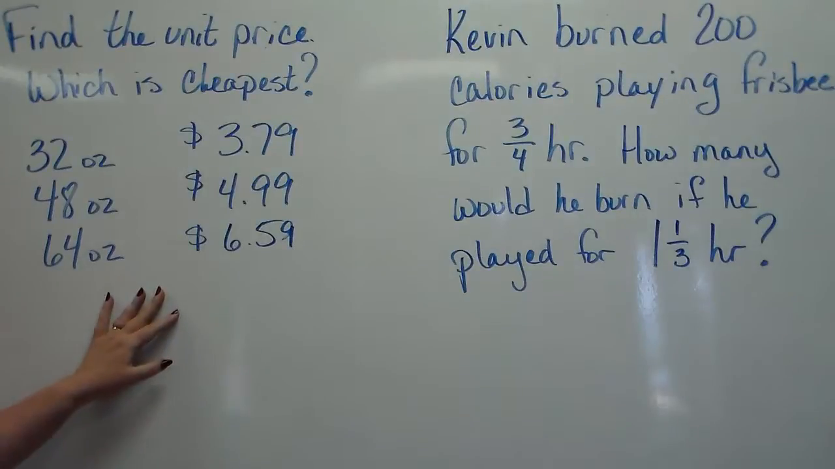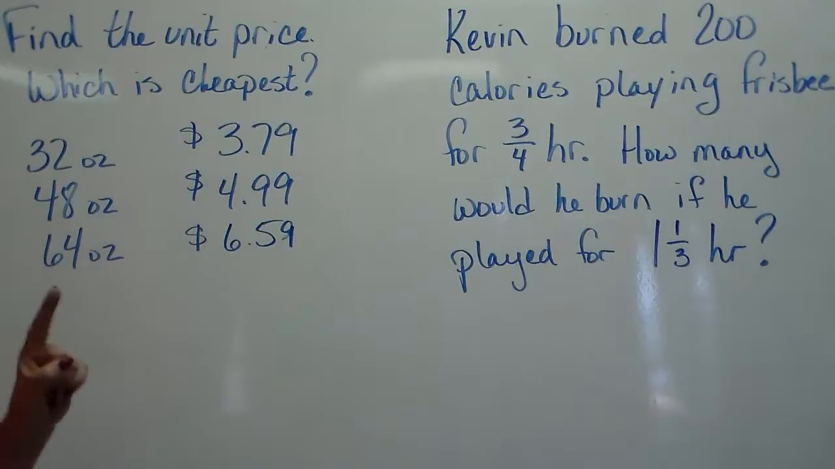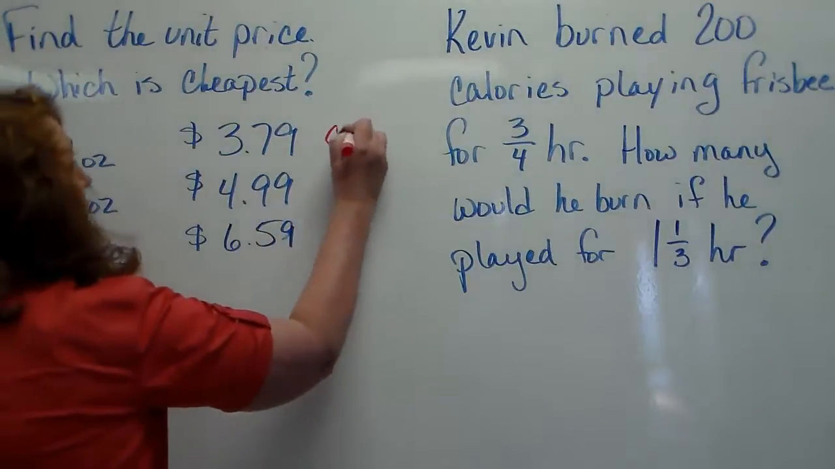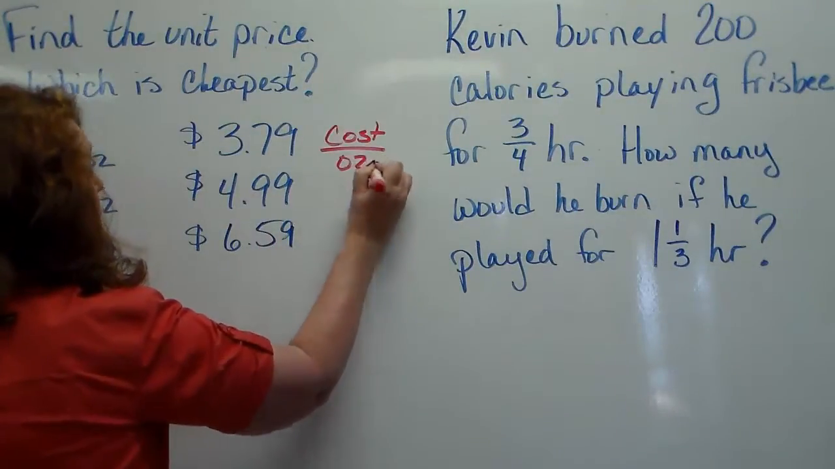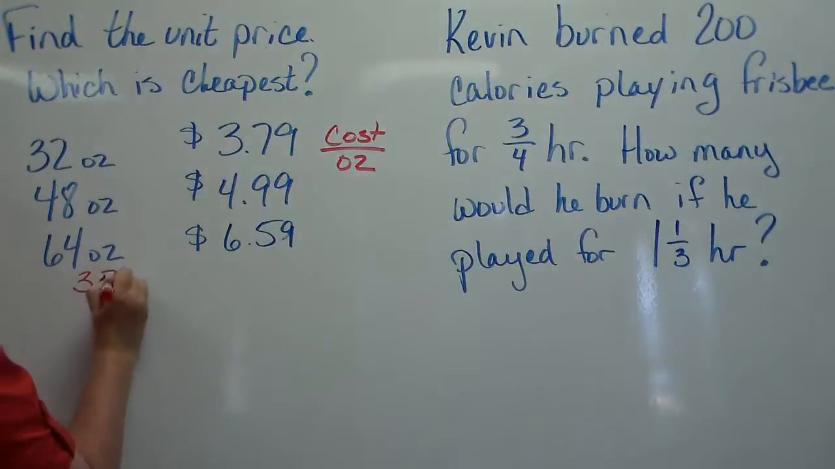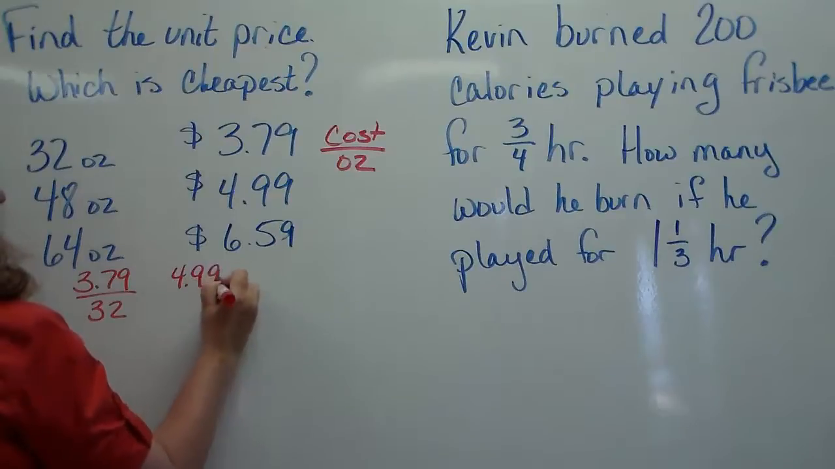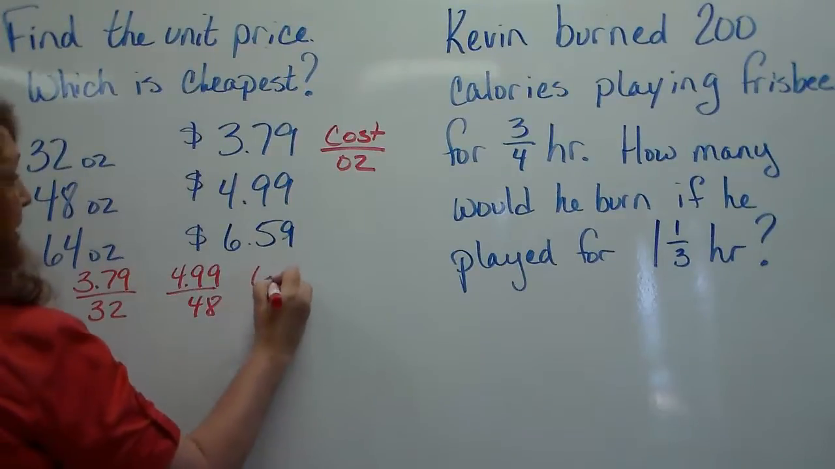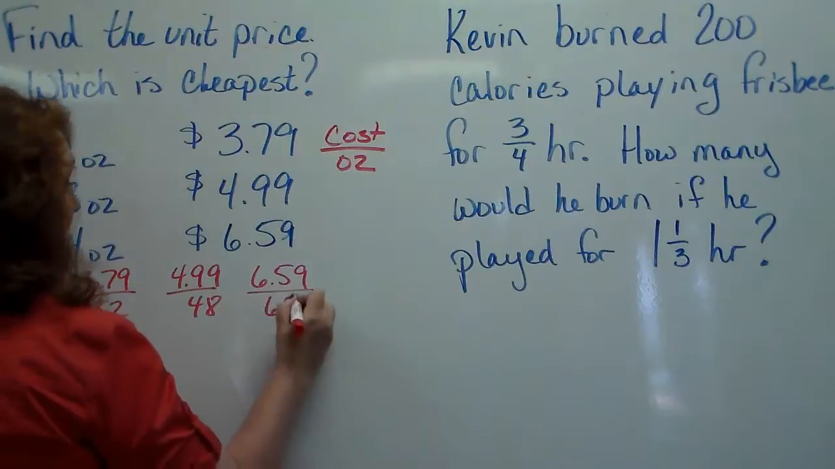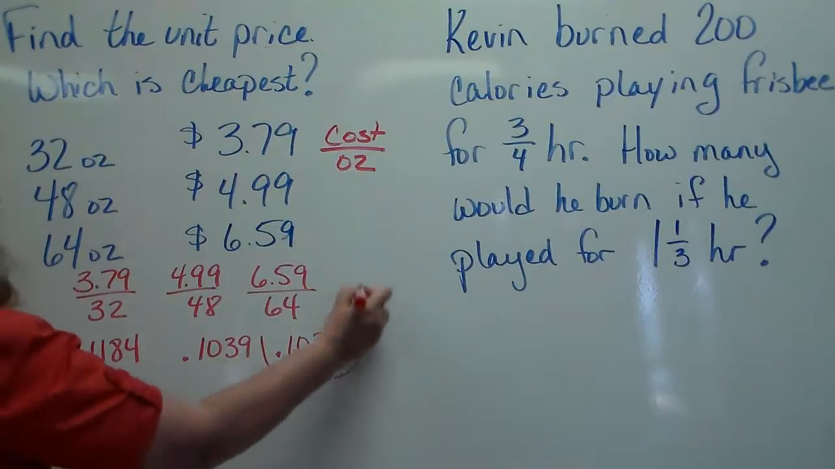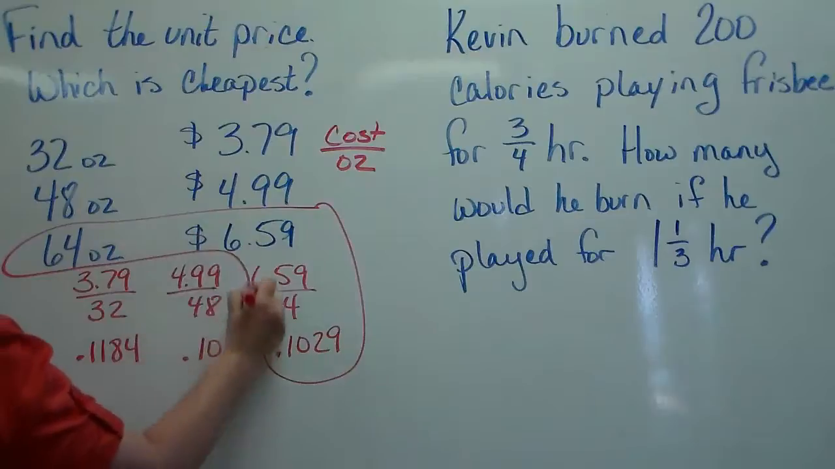Which is the cheapest? Well, we're going to start by finding cost per ounce. How much does 1 ounce cost? And this is the biggest mistake people make, is they don't know which of these numbers goes on top. I want cost per ounce. So we're going to do 379 divided by 32, and 499 divided by 48, and 659 divided by 64 in our calculators. And when they magically appear, we realize that this one is the cheapest.